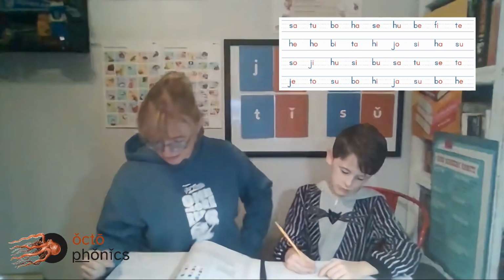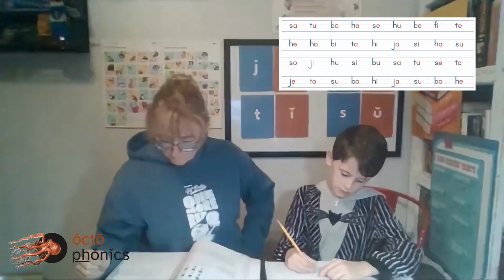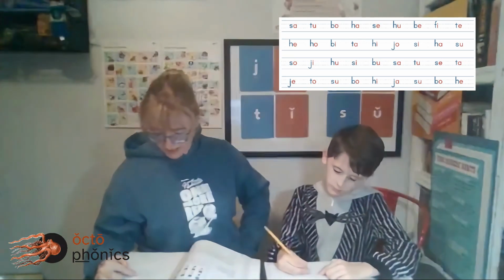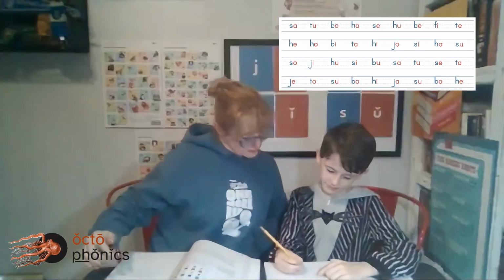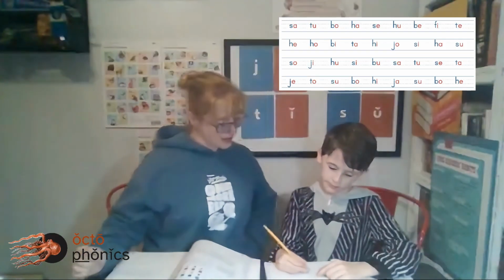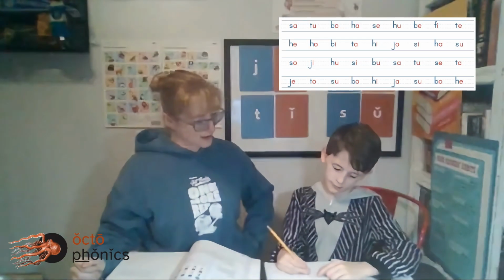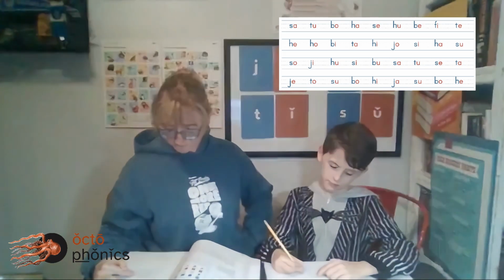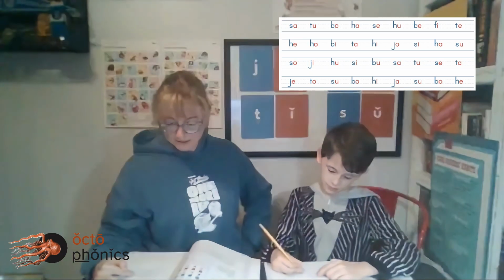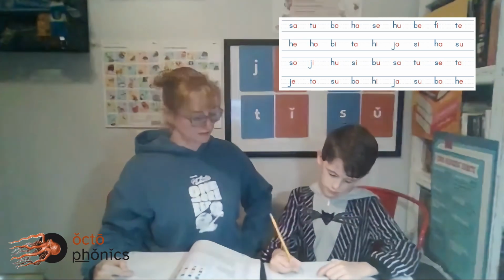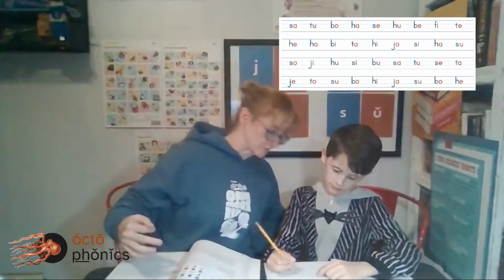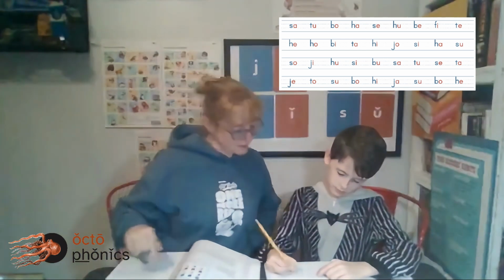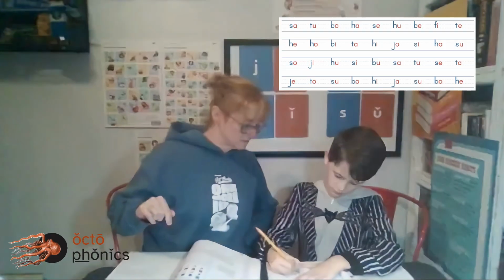Excellent. Okay, our next one is b, ba. Right. Next we have ha. All right. S, se. All right, now I want you to do the next one, since you're doing such rock and roll on that one. I want a short vowel sound, so what is it going to be?